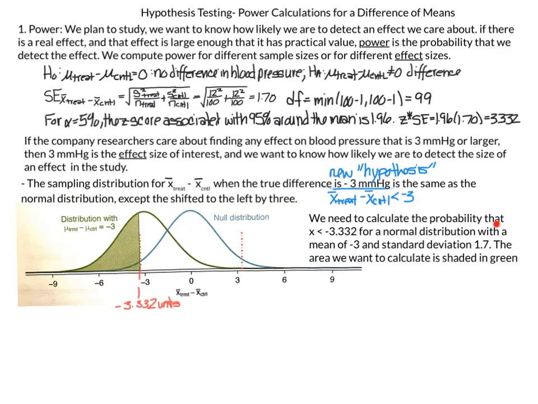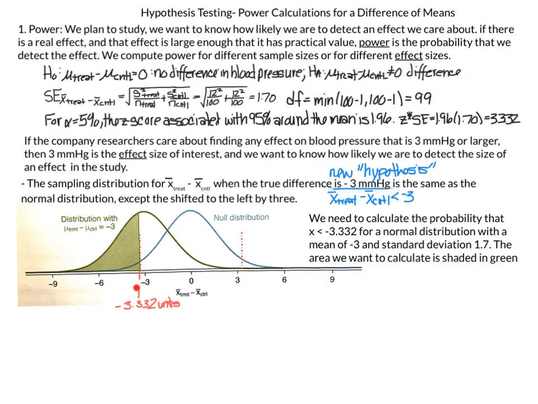And we want to calculate the probability that x is less than this -3.332 for a normal distribution with mean of -3, again our new distribution shifted over, and standard deviation stays the same, 1.7, or standard error stayed the same, 1.7. Basically we're estimating our standard deviation with the standard error over here. And the area we want to calculate then is shaded in green, anything less than or equal to -3.332. So this is our new kind of problem we're working with.